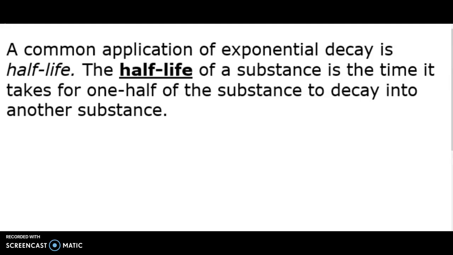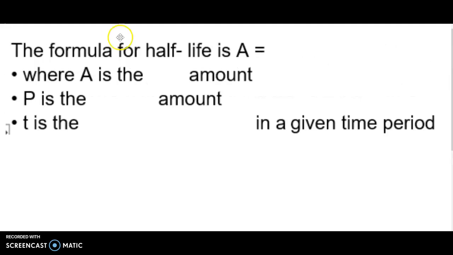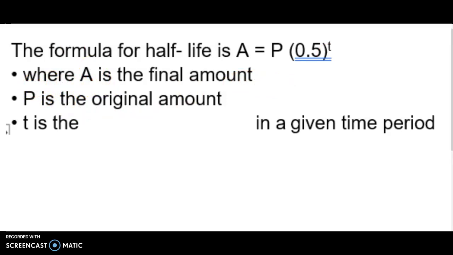Okay, let's go over the formula. The formula of a half-life is A, which is your total amount, is equal to P times 0.5, which is 1/2, raised to the T. Now, there are going to be two different times involved with T, and I'm going to go over that in a second. A is the final amount, P is the original amount, and T is the number of half-lives in a given time period. So let's take a look.